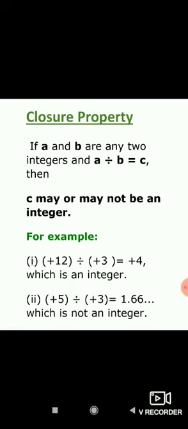But if we divide plus 5 by plus 3, then we get the answer 1.6666 and so on, which is not an integer.